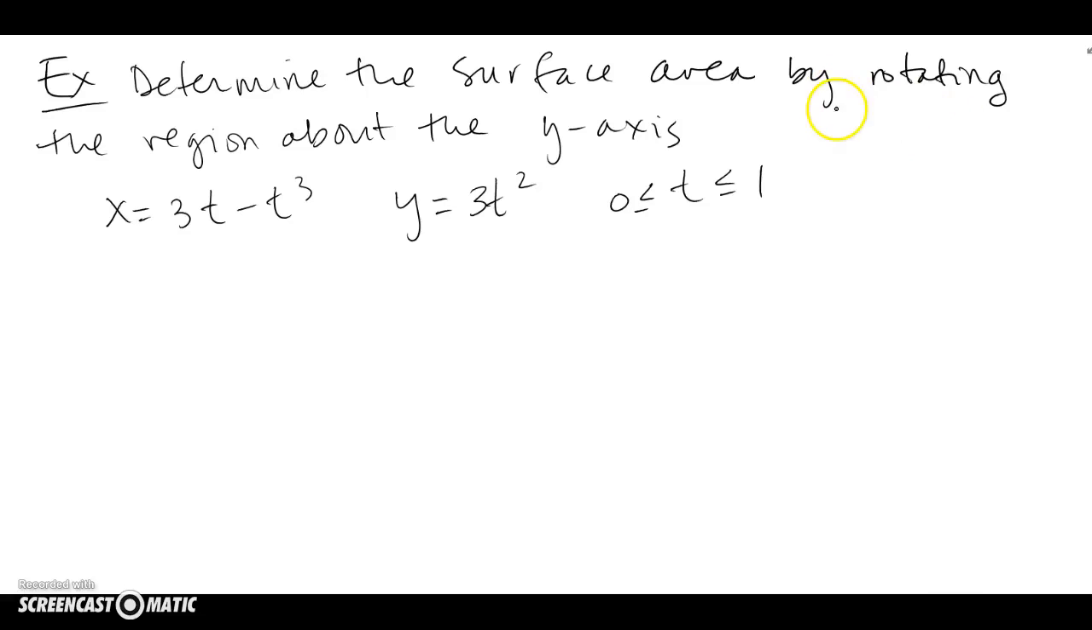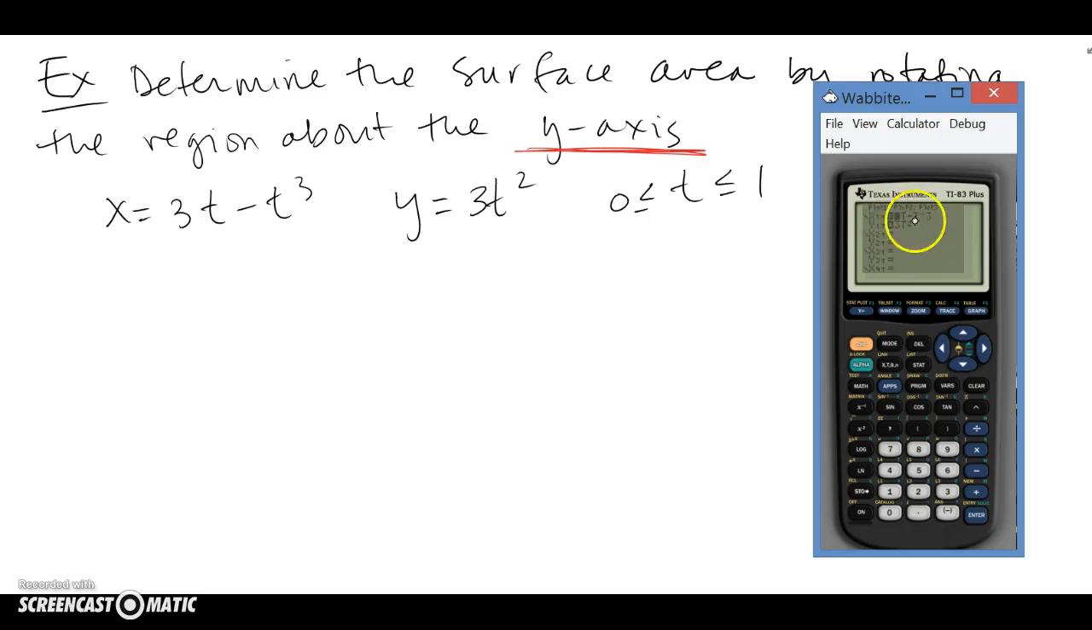Determine the surface area by rotating the region about the y-axis. And we're looking at this parametric curve. Let's quickly take a look at the graph and see what it looks like. So we have our x to be 3t minus t cubed and our y to be 3t squared.